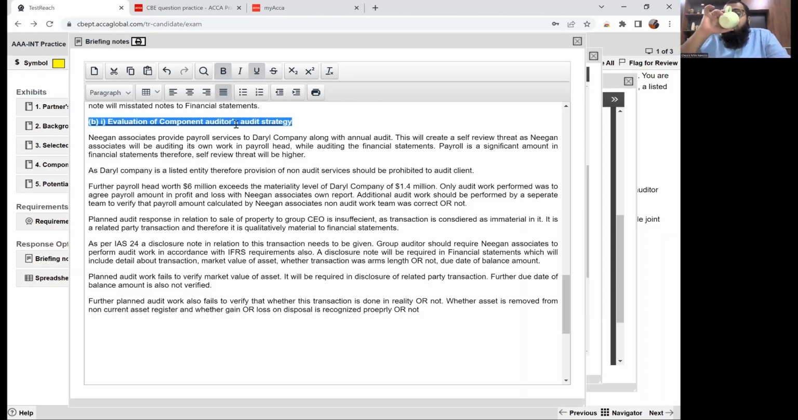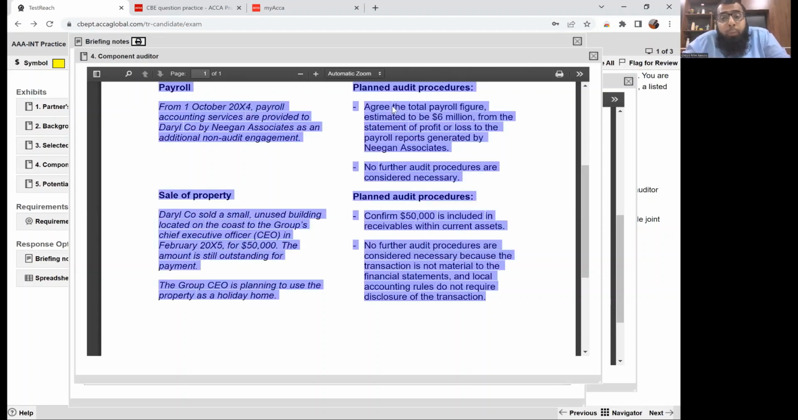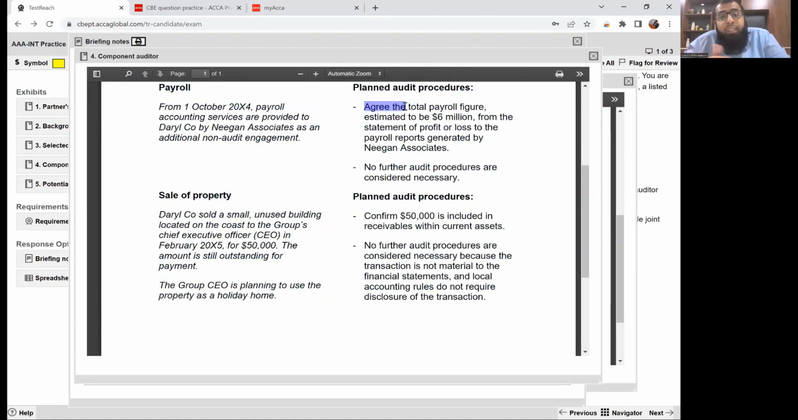Okay, he gave us two issues here. One was of payroll, where we discussed the ethical issue that we were providing the payroll and we were also doing the audit. And then there was the sale of property to the group CEO. Now in payroll, the only audit work done was to match the balance with the report we ourselves prepared. And in sale of property, we just matched the receivable balance. That was the only audit work which was done.